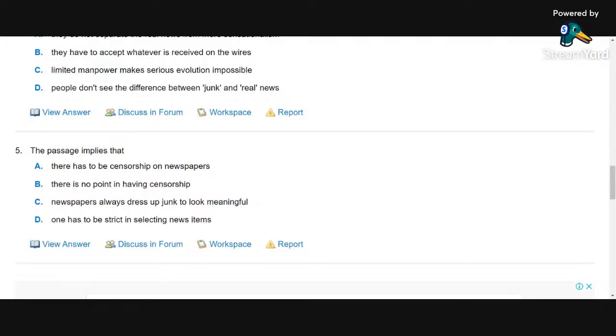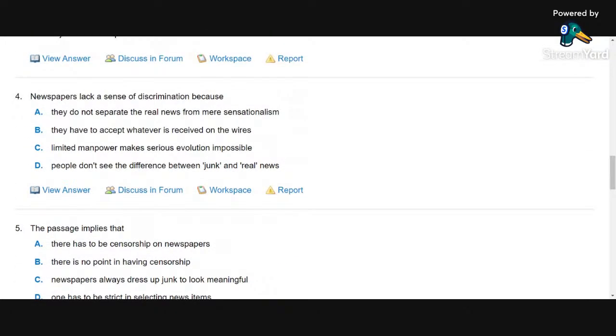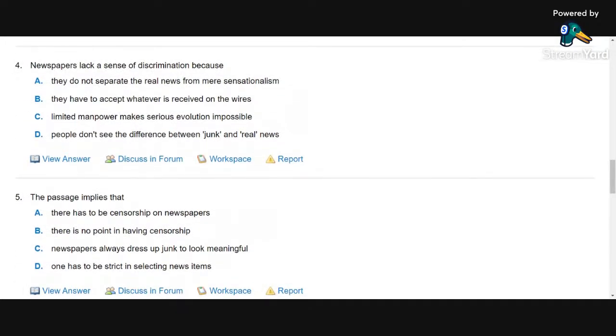Yes, option C, newspapers always dress up junk to look meaningful. That is the right answer. Option C. Guys, clear with this? We solved three examples based on reading comprehension. I hope we are clear with reading comprehension. Yes? Can we move forward? Can we start with the next topic?